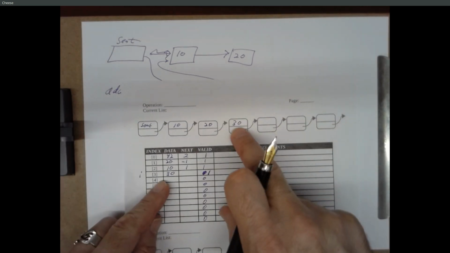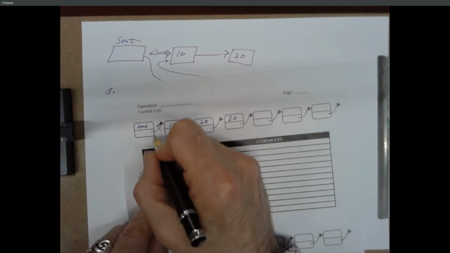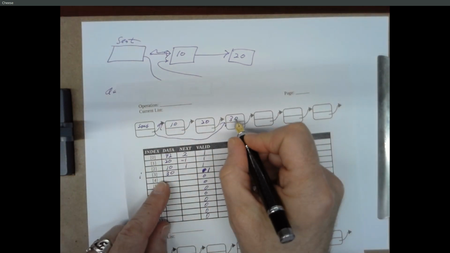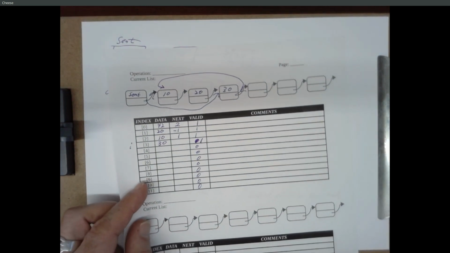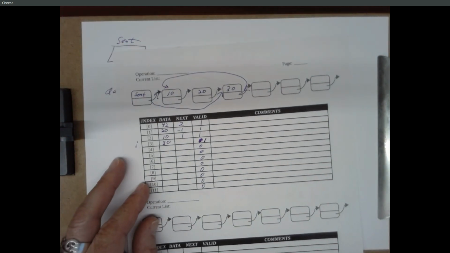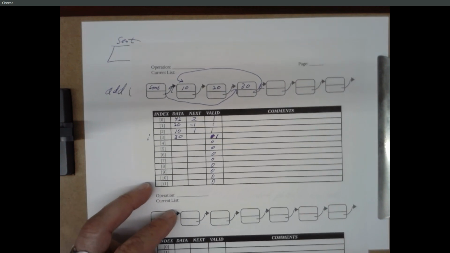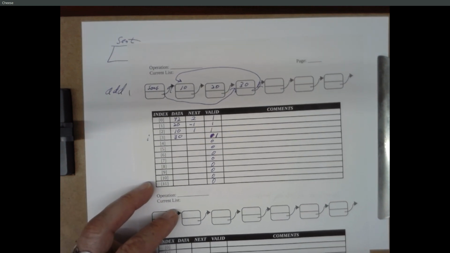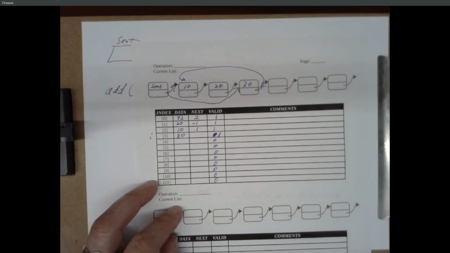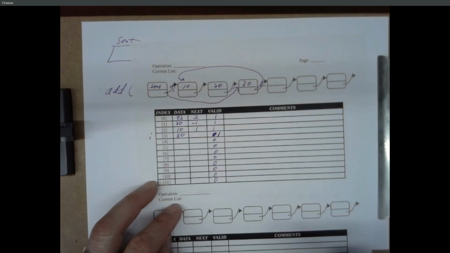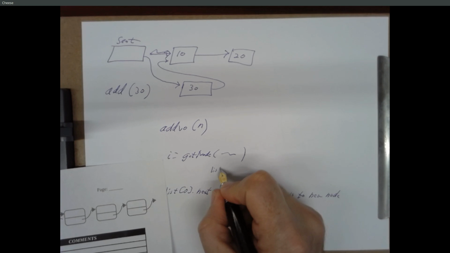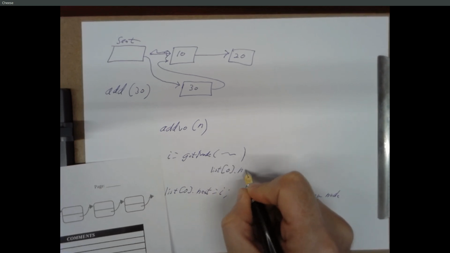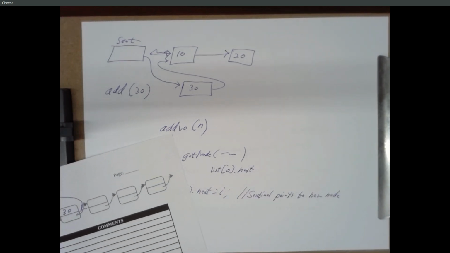And our new node, our 30, so our sentinel is going to point over here. Our new node should point to the 10. Well, how do we know it should point to the 10? What do we put in that temporary variable? Whatever the sentinel was pointing to, and do that before. So our new node should point where the sentinel is pointing. Well, where does the sentinel point? It points at list bracket 0 dot next.